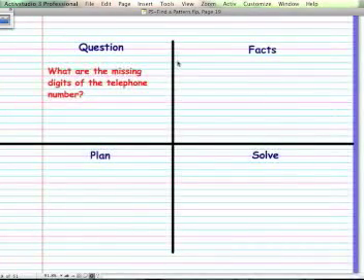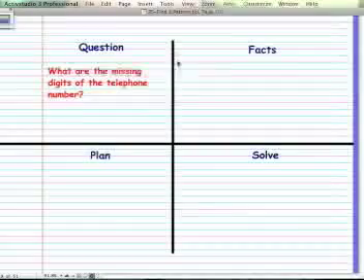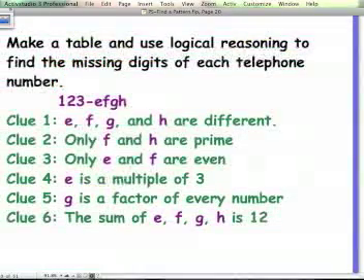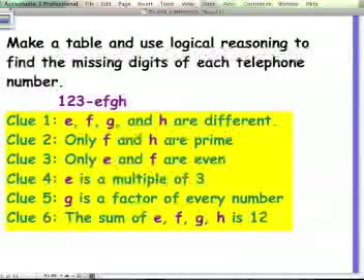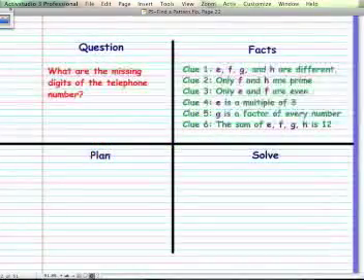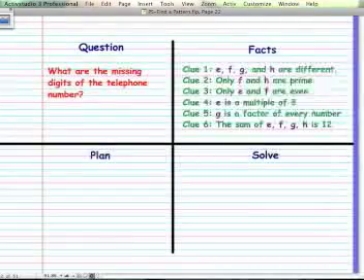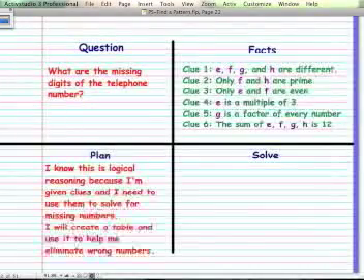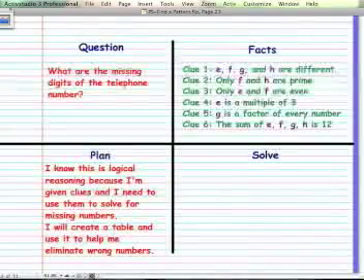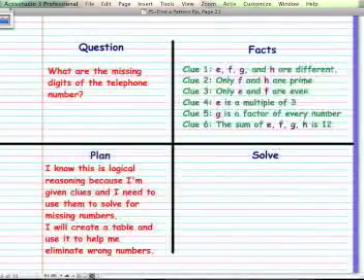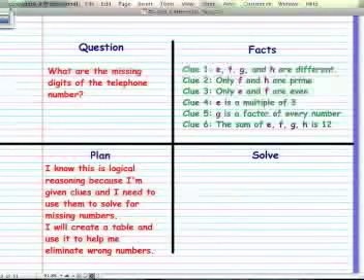Now let's go back to the problem again and look for our facts. In this problem, all of our clues really are the facts, so we're just going to highlight them and we are going to copy them over into our facts section on our quadrant. Now let's talk about our plan. I know this is logical reasoning because I'm given clues and I need to use them to solve for the missing numbers. And I'm going to create a table and use it to help me eliminate the wrong numbers.